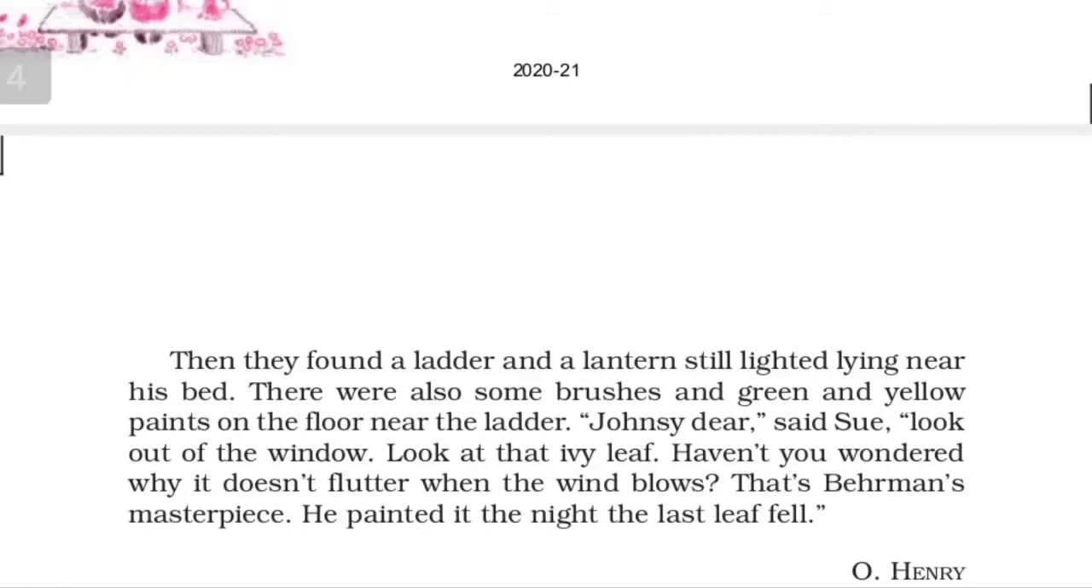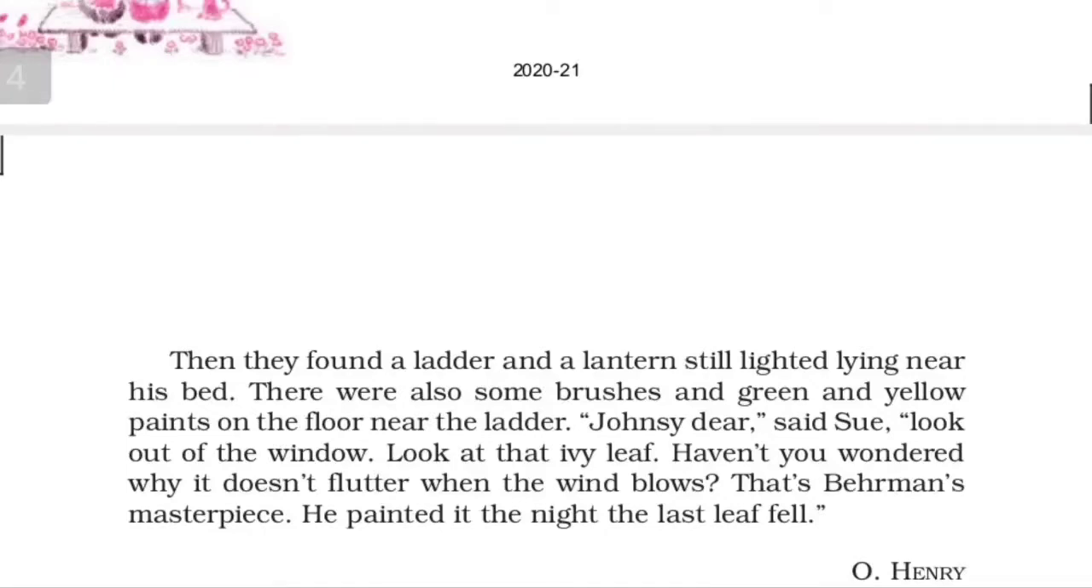That when the leaves will be all gone, I will also die. But the last leaf that stood there gave her the power, gave her the will to survive. And that leaf was not an actual leaf. It was an artwork of Burman. It was a replica of a leaf. Replica, you all know. Replica means, what can we say? A fake thing.